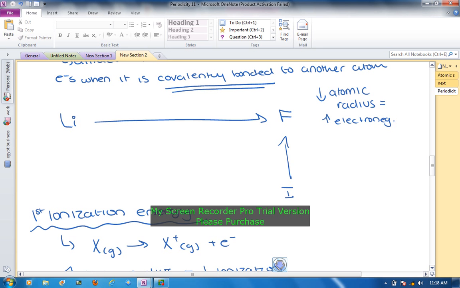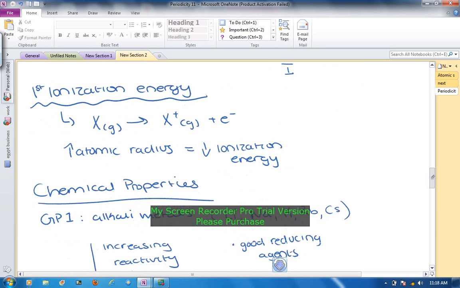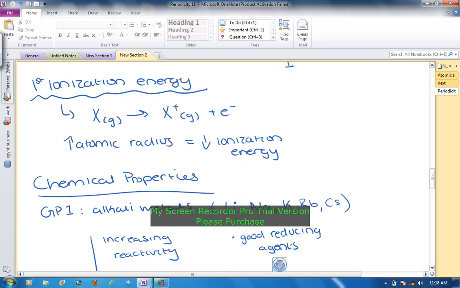Another definition that you need to learn is first ionization energy. I've already discussed this in my atomic structure topic video. However, I'm going to quickly discuss it again. First ionization energy is defined as the energy required to remove one electron from an atom in its gaseous state, and it can be written as this formula here. Don't forget the gas symbols because that's really important and you won't get any marks if you don't put it in.